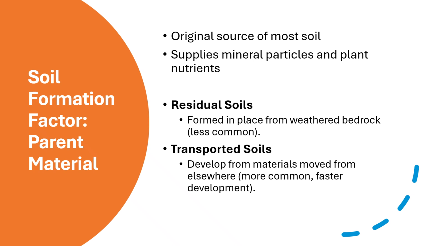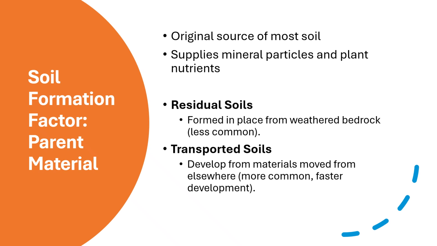All right, first up, parent material. This is the original source of most soils, the solid, unweathered material of the Earth's crust. When this rock breaks down into smaller particles, it becomes the parent material for soil, also supplying essential plant nutrients. The type of parent material heavily influences the initial mineral content and texture of the soil. For instance, soil from sandstone would be very sandy, while soil from limestone might be rich in calcium.